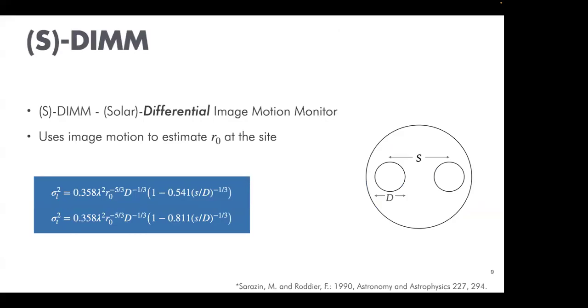The S-DIMM, which is the solar DIMM, is an instrument usually used to measure r0 from image motion estimates. The idea is that you use two apertures on a common mount, and they produce two images of the same object. You take the differential image motion of these two images to get r0. The differential is important because the absolute image motion would have the contribution from the atmosphere, but also from, say, your telescope vibration and things like that. So you remove the instrumental sources by measuring the differential image motion.